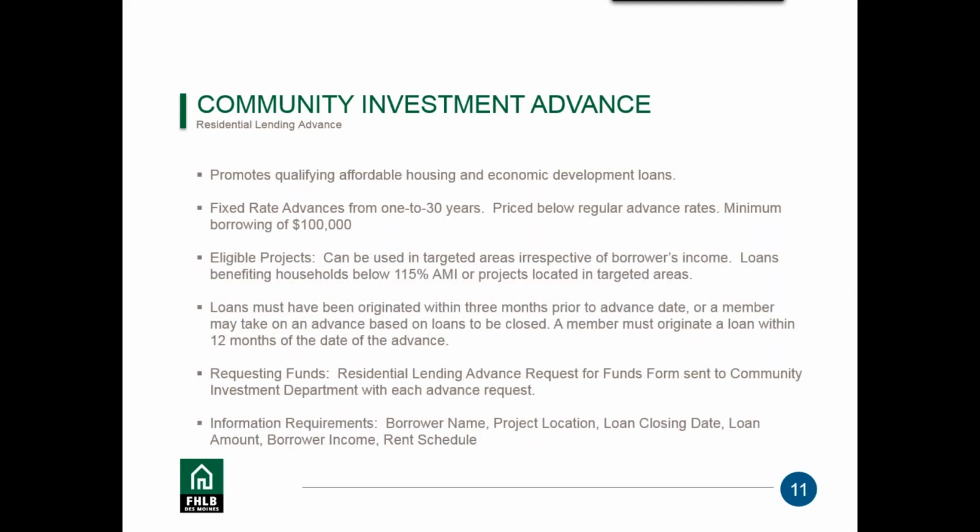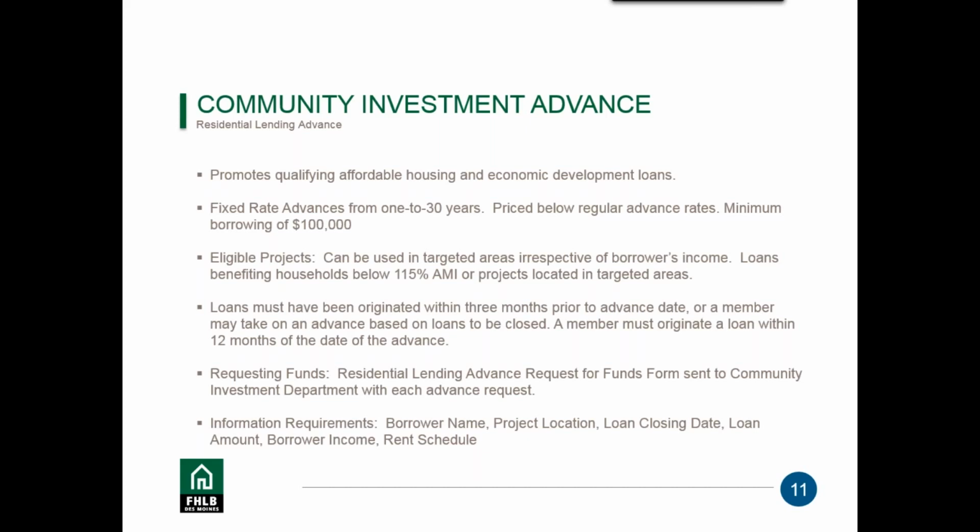So let's talk about the residential version of the Community Investment Advance. It can be 1 to 30 years in maturity with a minimum borrowing of $100,000. Eligible projects can be pegged to targeted areas irrespective of borrower's income. You'd need to send to the Community Investment Department information that includes borrower's income, rent schedule, if applicable.